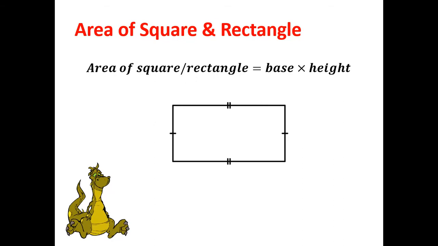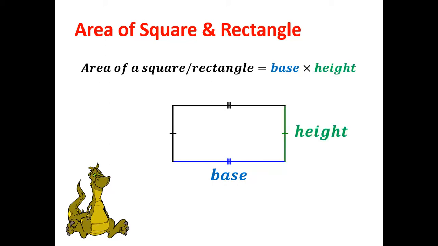We're going to focus on the area of a square or rectangle, and the area of a square and rectangle has a formula which is equal to the base multiplied by the height. The base is the distance along the bottom of the rectangle or square, and the height is the distance perpendicular or 90 degrees to the base.